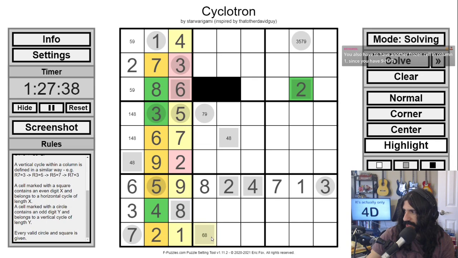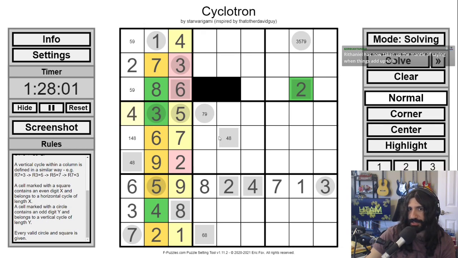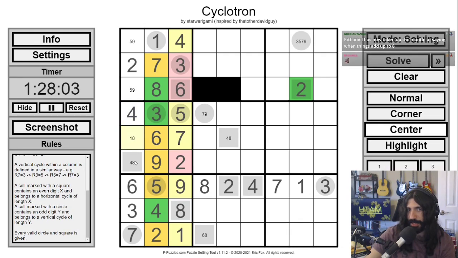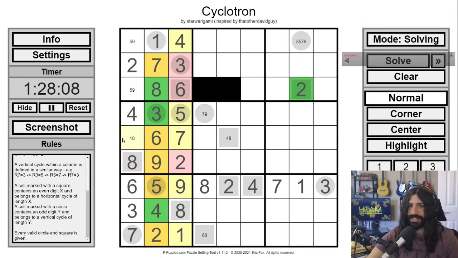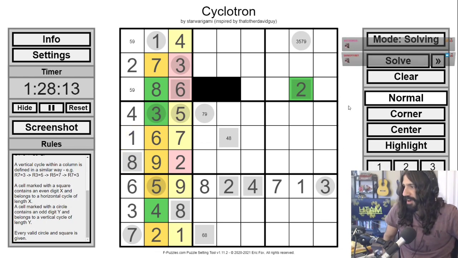You also have another frozen cell in column 1 since you have 1, 9 minus 1 plus 7. True talk. One of these is self-referential. Only one of them can be self-referential. Nathaniel, you son of a bitch. You got me. That means this is an 8. Holy butts, it's all coming undone. It's all coming together. Oh my god.